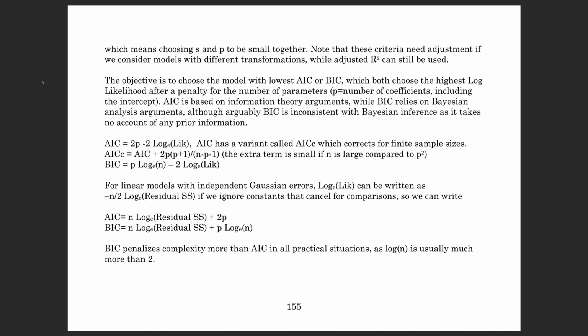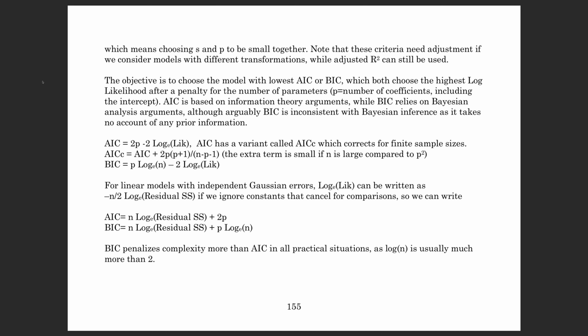BIC penalizes minus twice the log likelihood in a different way. The penalty is p log n. So, obviously, log n is normally going to be bigger than 2. Notice this is log to the base e. So if n is bigger than 10, then log n will be bigger than 2. And so clearly BIC penalizes the number of parameters more heavily than AIC does.